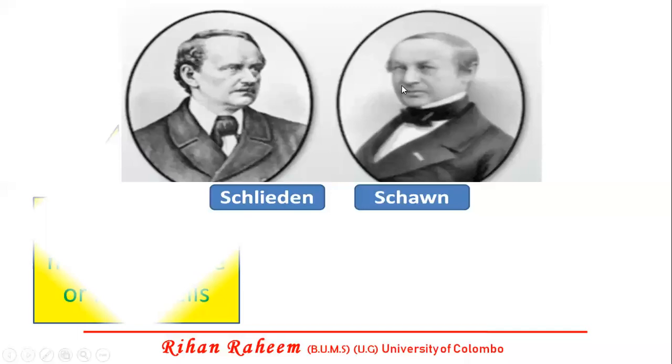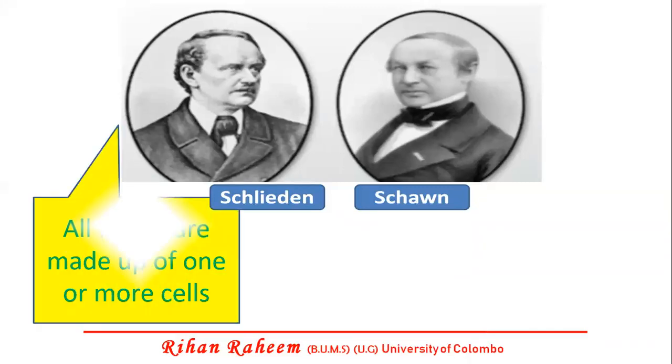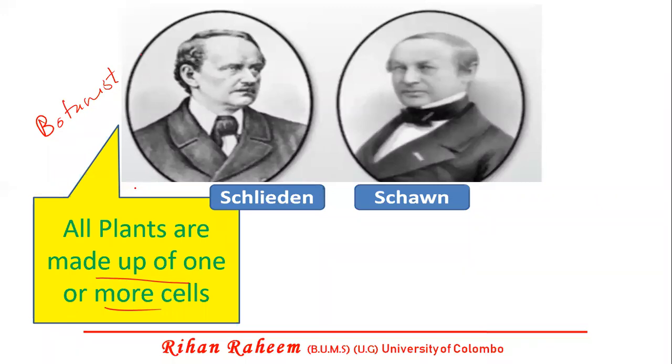So the cell was there from the beginning of life, but some scientists documented about cells. Schleiden was a botanist. You know what a botanist is, no? He was a Belgian botanist doing research about plants, and finally he said one thing: all the plants are made up of one or more cells.